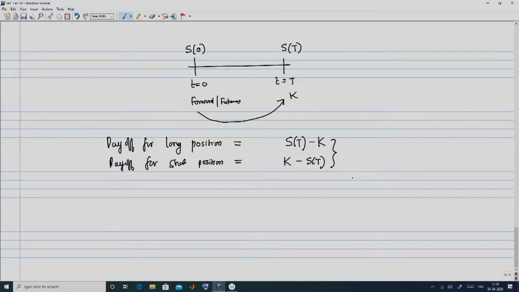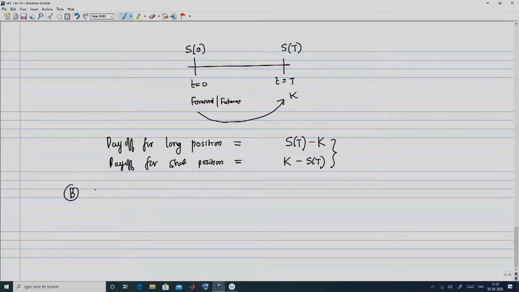And you notice that the sum of these two is going to be equal to 0. So, this is what is known as the zero sum game. Whatever is the gain of the party with the long position becomes the loss of the party with the short position, and vice versa. So, if S of t minus K is positive, the long position party gains an amount S t minus K, which is the same as the loss of the party with the short position. And if the party with the short position has a positive gain, then that gain is the same as the loss of the party with the long position. These are what are known as the payoffs for the long and the short position respectively.